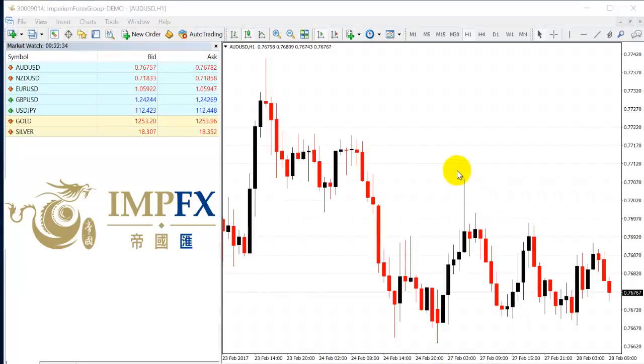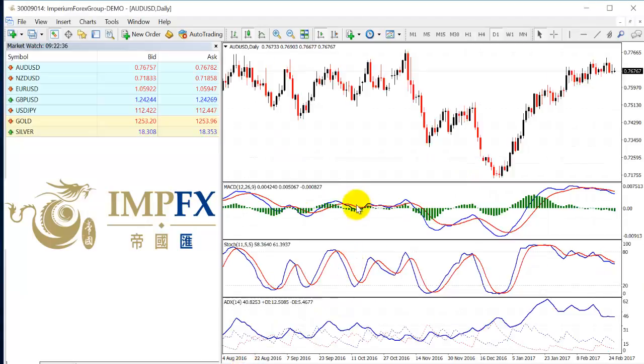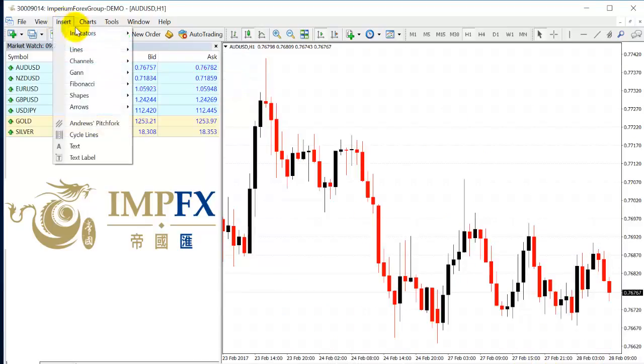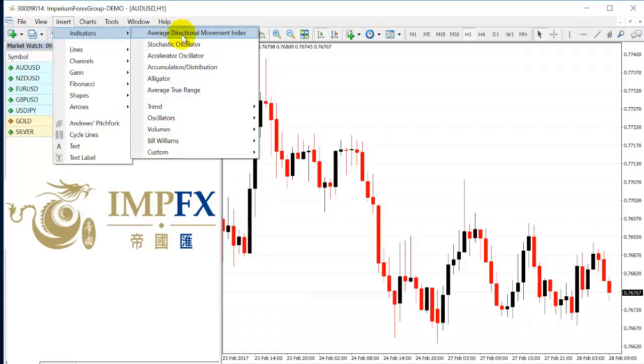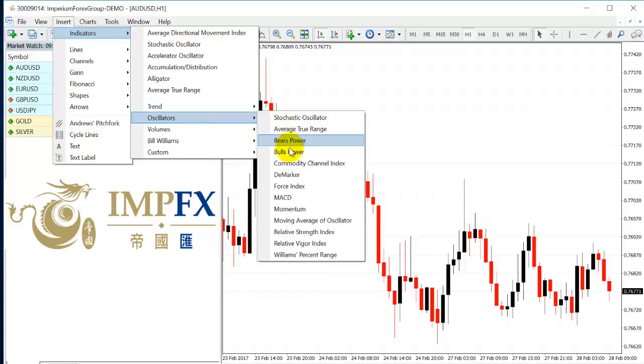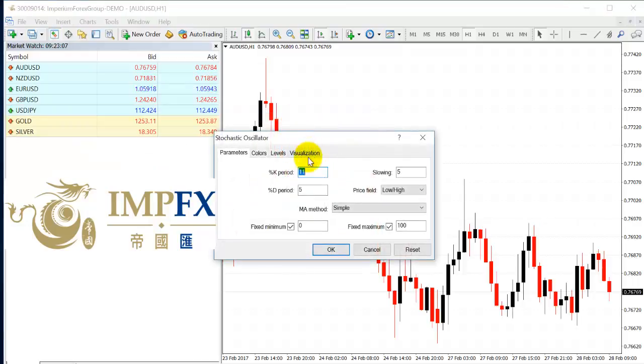Now let's set up a few indicators. I already have a few set up with MACD, stochastic and ADX, but you can choose a variety of indicators, and I will show you how to do this. First of all, you go Insert, Indicator, and you have a range of indicators that go from trend, with a moving average, Bollinger Bands, and then we have an oscillator, which is a stochastic, or we can go to an RSI, a MACD, momentum. But this time I shall choose a stochastic.